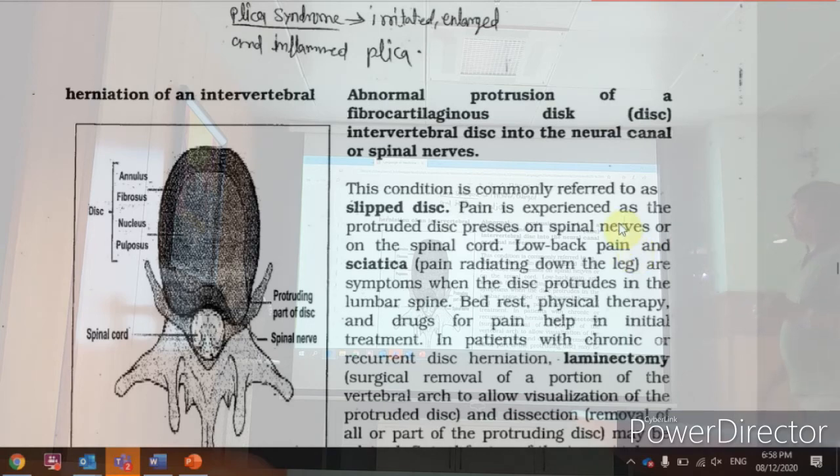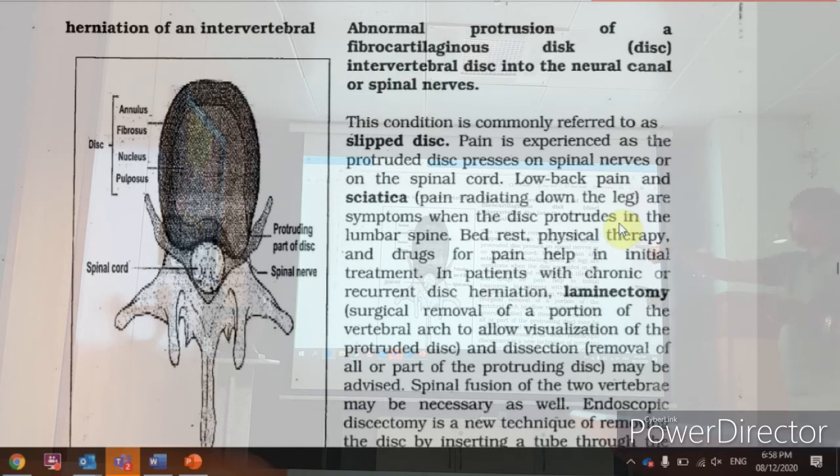Slip disc is a common thing that happens. Radiating lower back pain happens. That is known as sciatica. Bed rest and physical therapy are necessary. Chronic or recurrent disc herniation can lead to laminectomy, the surgical removal of a portion of the vertebral arch. Dissection, removal of all or part of the protruding disc may be advised. The disc is protruding into this. The disc, which is supposed to be there, has slipped and come here. So either they cut the disc or they do laminectomy. Two types of treatment happen.